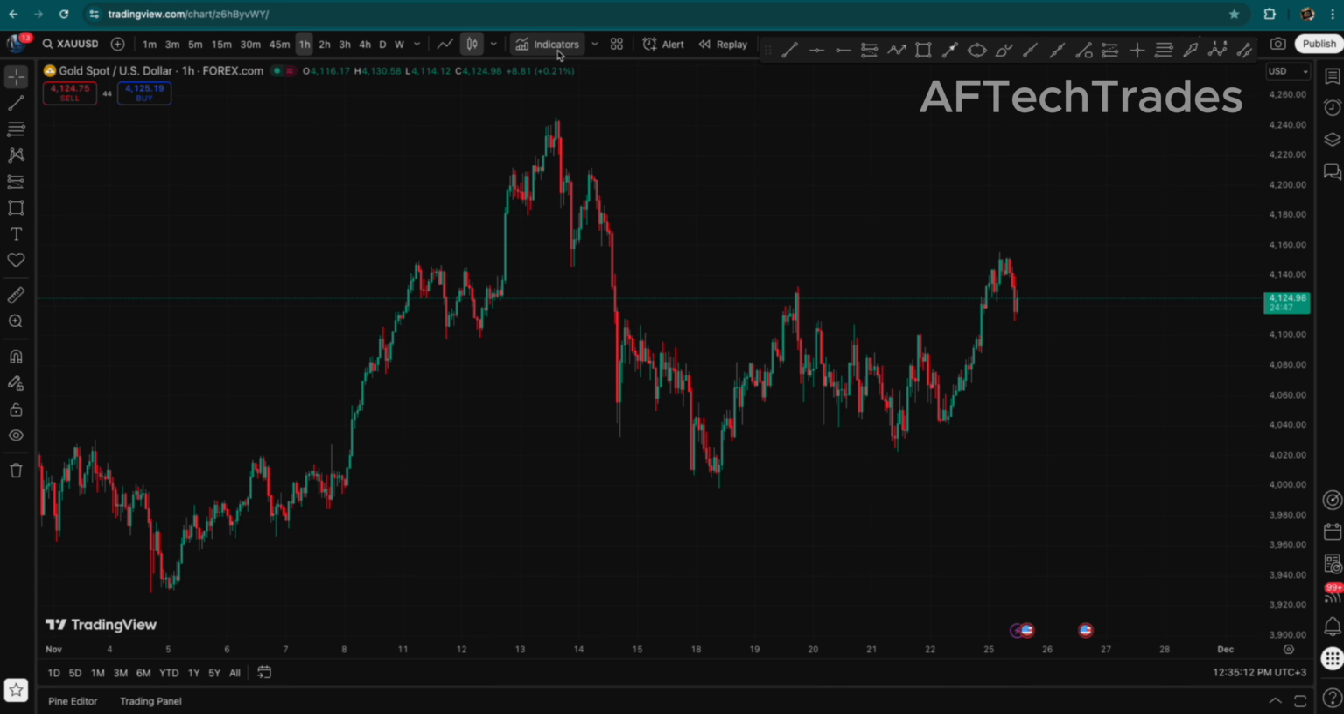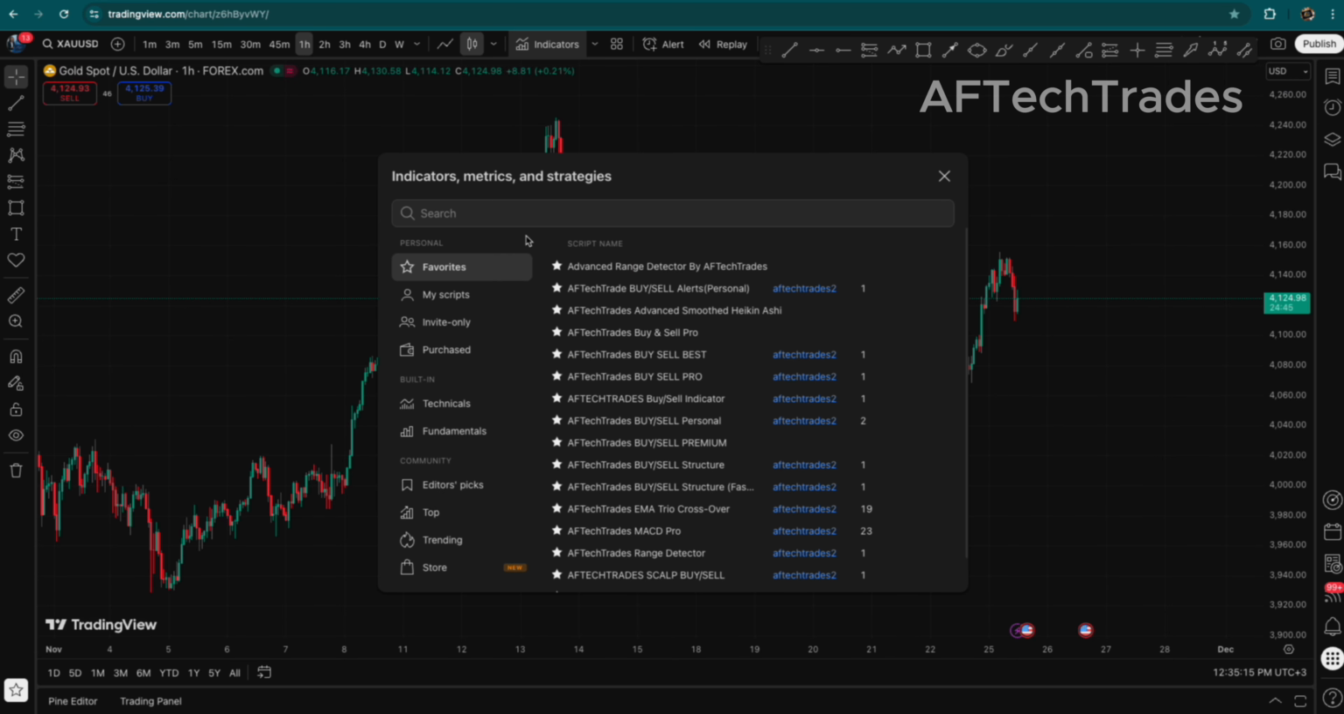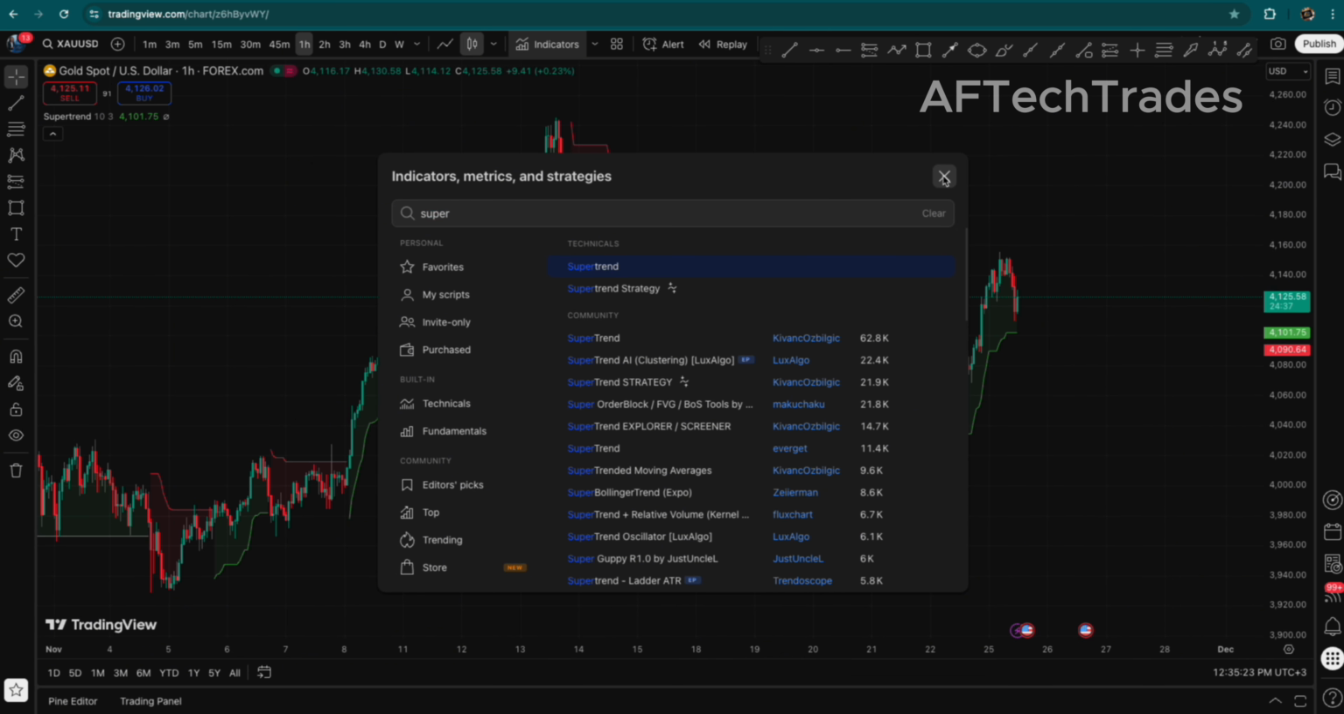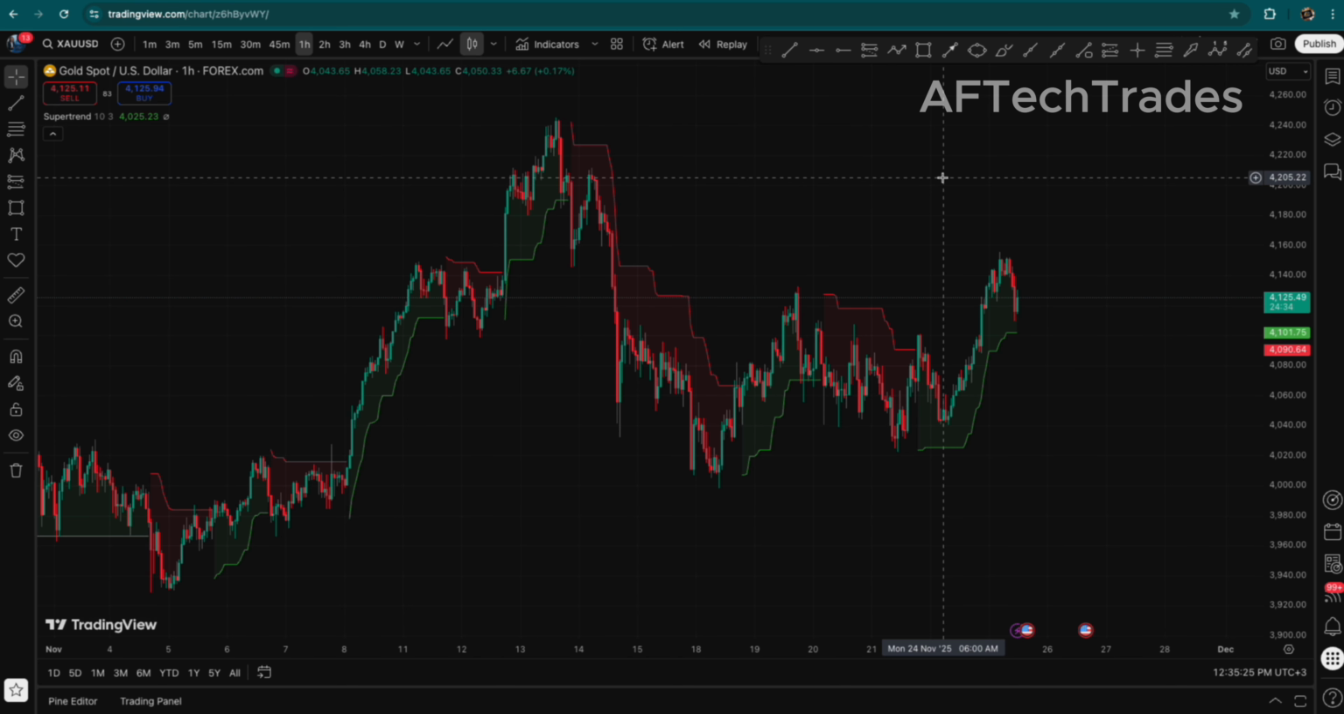Now let's go to our indicators and add the Supertrend indicator. You just type in Supertrend. Take the normal Supertrend indicator, this first one you can see, then add it to your chart. So now, what are the best settings for a higher win rate?